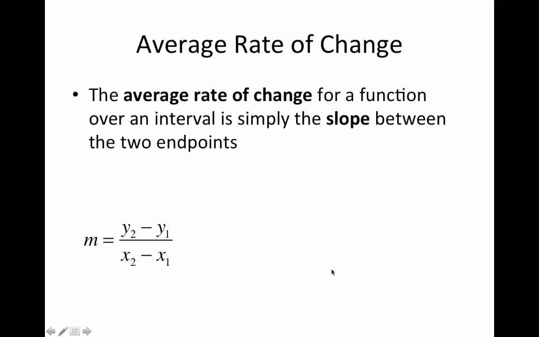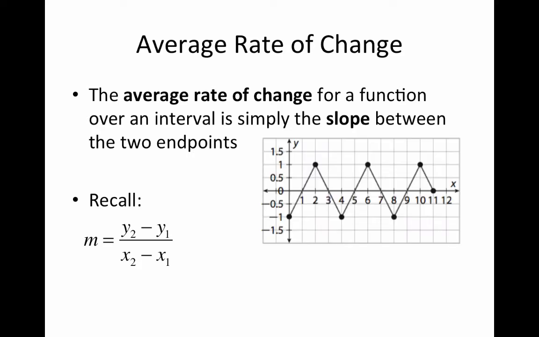Okay, average rate of change is next. It's a fancy phrase for something you talked about in Algebra 1 a lot. The average rate of change for a function is just the slope between the two endpoints of an interval. Okay, and recall that there's your formula for slope. M equals y2 minus y1 over x2 minus x1, rise over run.